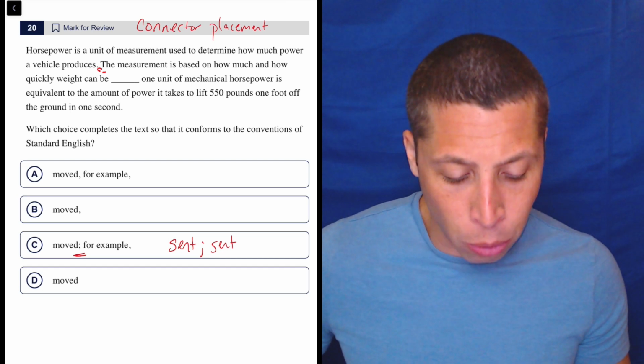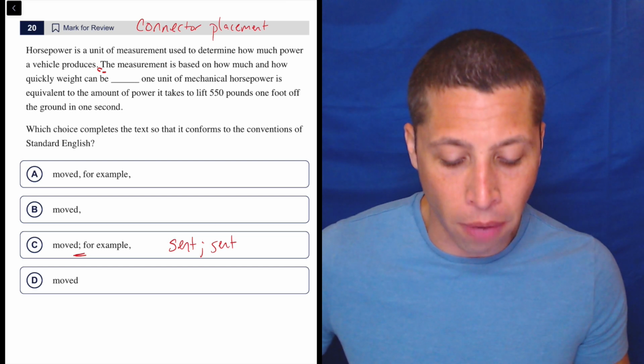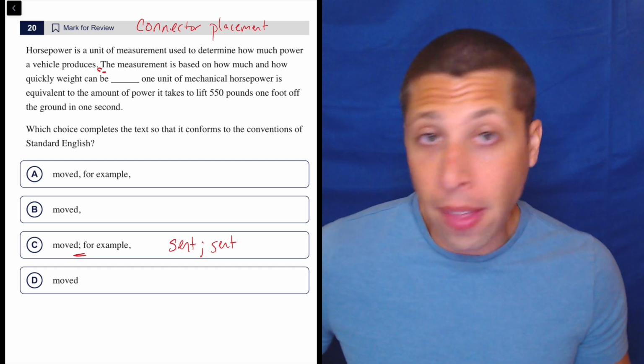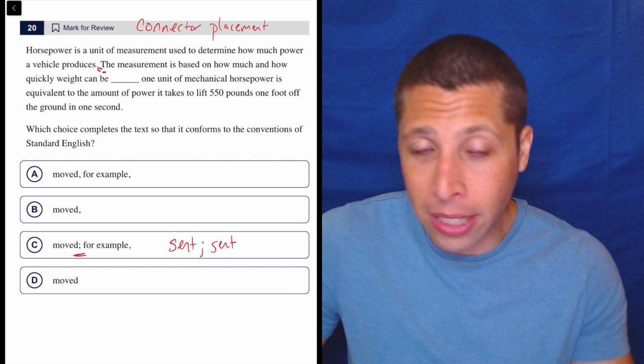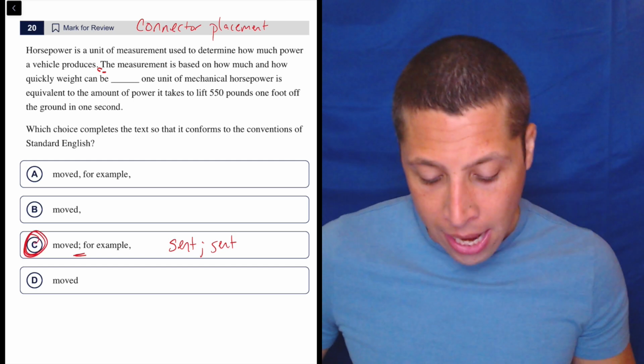1 unit of mechanical horsepower is equivalent to the amount of power it takes to lift 550 pounds 1 foot off the ground in 1 second. Yeah, that also sounds like a sentence to me. It sounds complete. I have a subject, I have a verb, all is good. So that's that. It's 2 sentences. I have no choice. It has to be C.